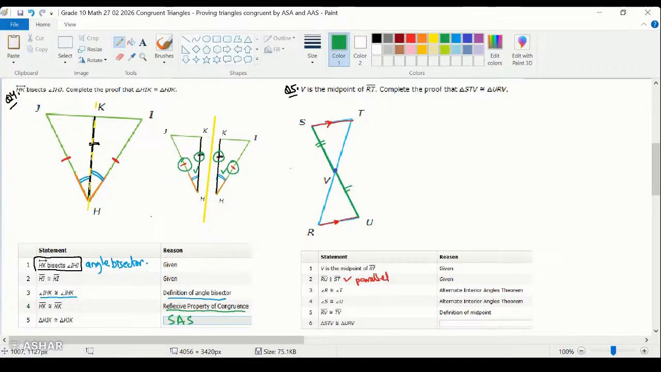Oh, okay. They're saying V is the midpoint of RT. Okay, not SP. Sorry. Let's take RT. They're saying V is the midpoint of RT. That means RT is this line. If this was a midpoint, then these two lengths would be equal, right? Anything else we have equal?